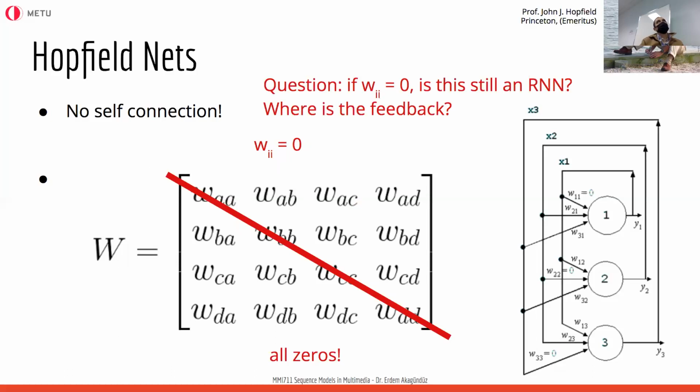Okay, all zeros, good. Question. These are zeros. So the node is not connected to itself, but to the other nodes. Does that still count as a feedback? Any answers? Let me use the power of silence. The more silent I stay, an answer will come out.